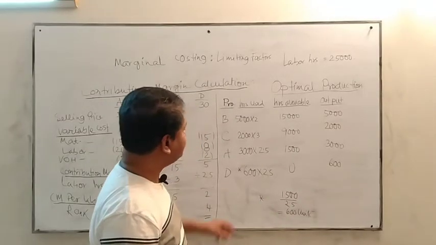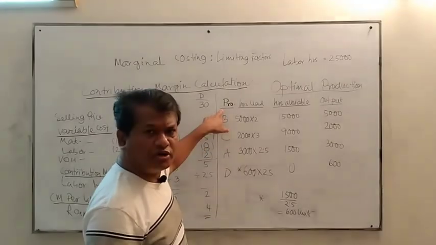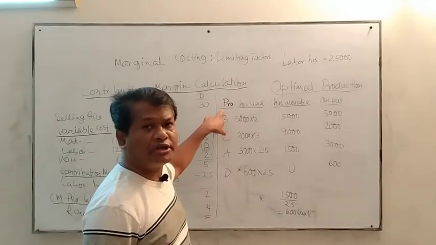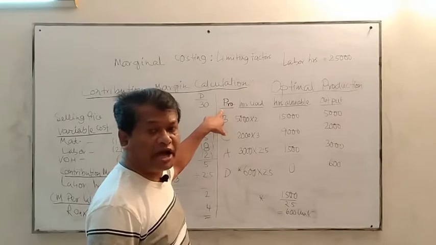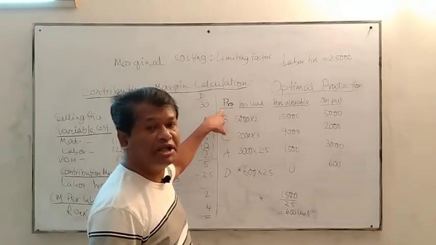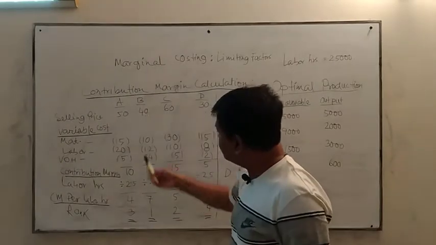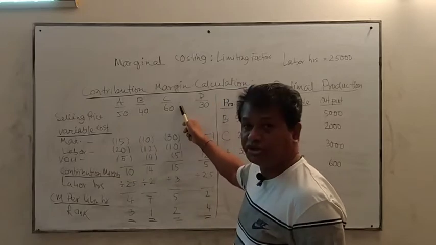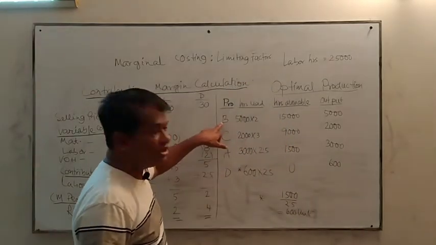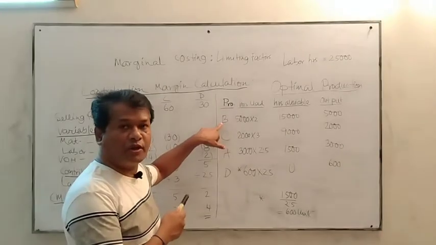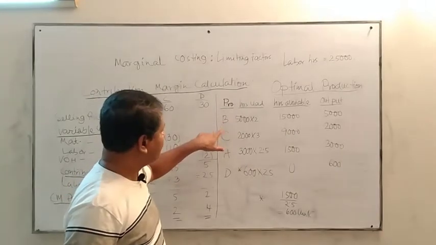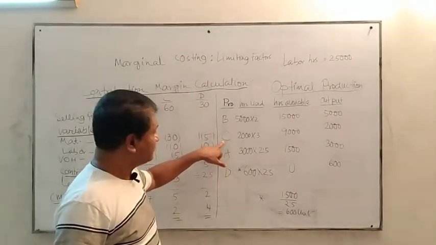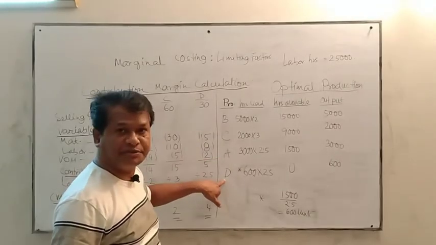So first of all, you see which product is making the greater contribution margin per labor hour, which product is contributing the highest contribution margin per labor hour. You see the highest contribution margin is product B, here the 7, rank number 1. Second, we have to produce product C. So we just write it, product B has the highest contribution margin per labor hour, so that is written first. Second, according to the ranking, C, then A, and finally D.